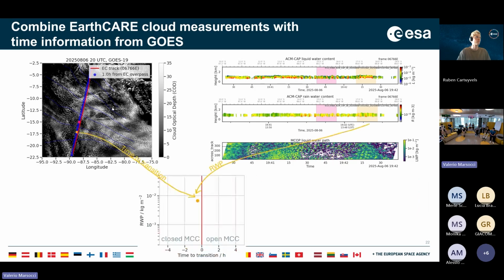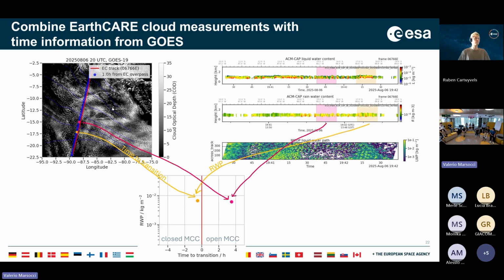Combining this information from GOES about the time evolution together with EarthCARE, it can look like this. For this example in yellow, we see that at the time of the EarthCARE overpass, it was still a closed cell. From GOES, we get the information that about 1 hour later, it will transition to an open cell. And from EarthCARE, we can get all sorts of microphysical information about this cloud. Shown here is, for example, the rainwater path.